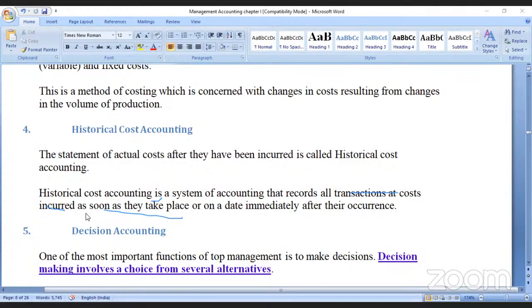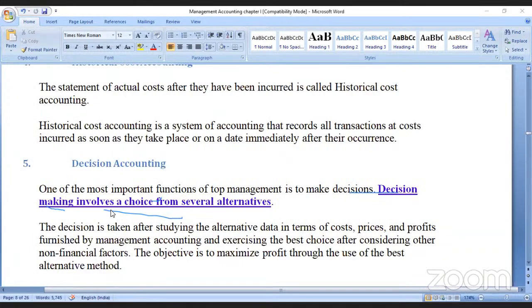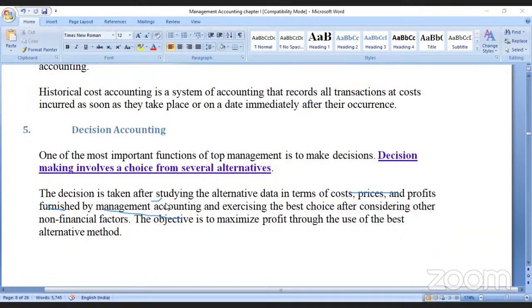Historical cost accounting is a system that records all the cost transactions as soon as they take place, on a date immediately after their occurrence. So historical cost accounting data is provided historically, and this data can be useful for future transactions. Decision making is one of the most important functions in management accounting, involving a choice of several alternatives. If alternatives are more, we require a decision. If there is only one alternative, there is no need for a decision. In management, there are so many alternatives.